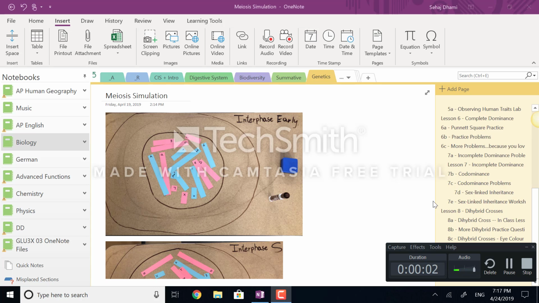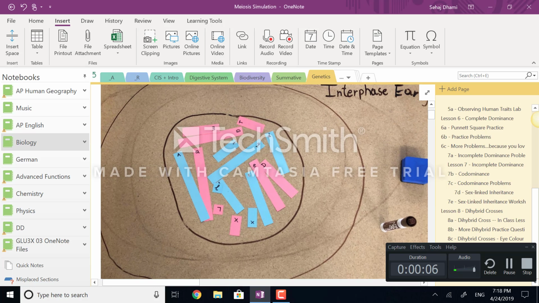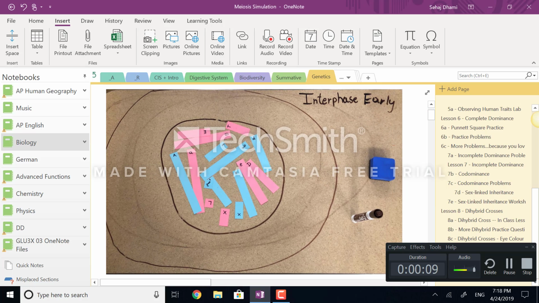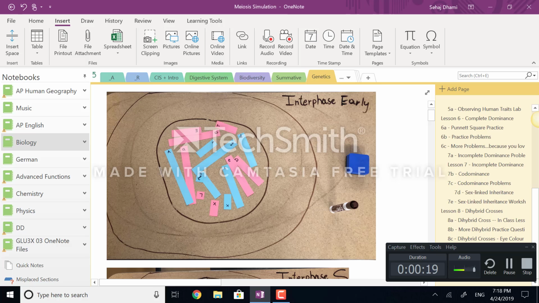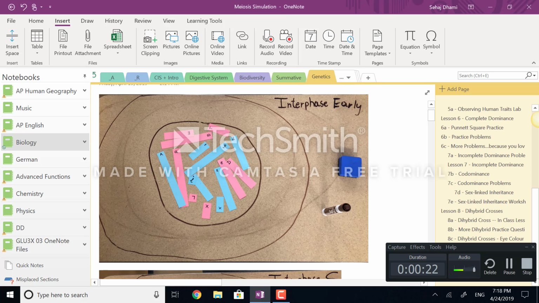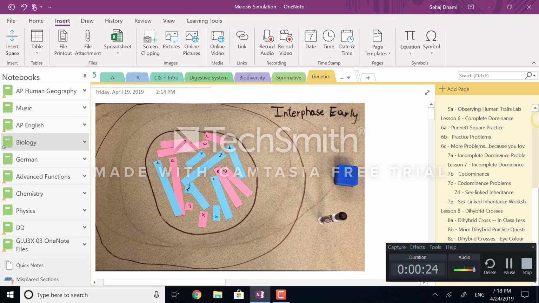Alright, so this is my meiosis simulation video, and to start, interphase comes in three main stages, which includes G1, S, and then G2. G1 and G2 are both just stages of growth, so those are not very important to exactly highlight. However, when we look at interphase early, or G1, we can see that there is just chromatin, which is just a mass of genetic material composed of mainly DNA and proteins within the nucleus.